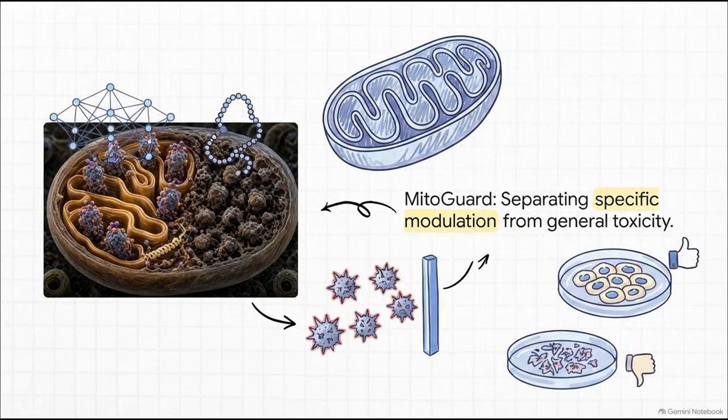Next is MitoGuard. Now, the absolute hardest part of this specific program is separating true specific modulation of mitochondrial dysfunction from just general, highly dangerous cell toxicity. The core concept here revolves around preserving mitochondrial cristae against fragmentation, which, if you know the field, is a massive hurdle in early-stage metabolic drug discovery.